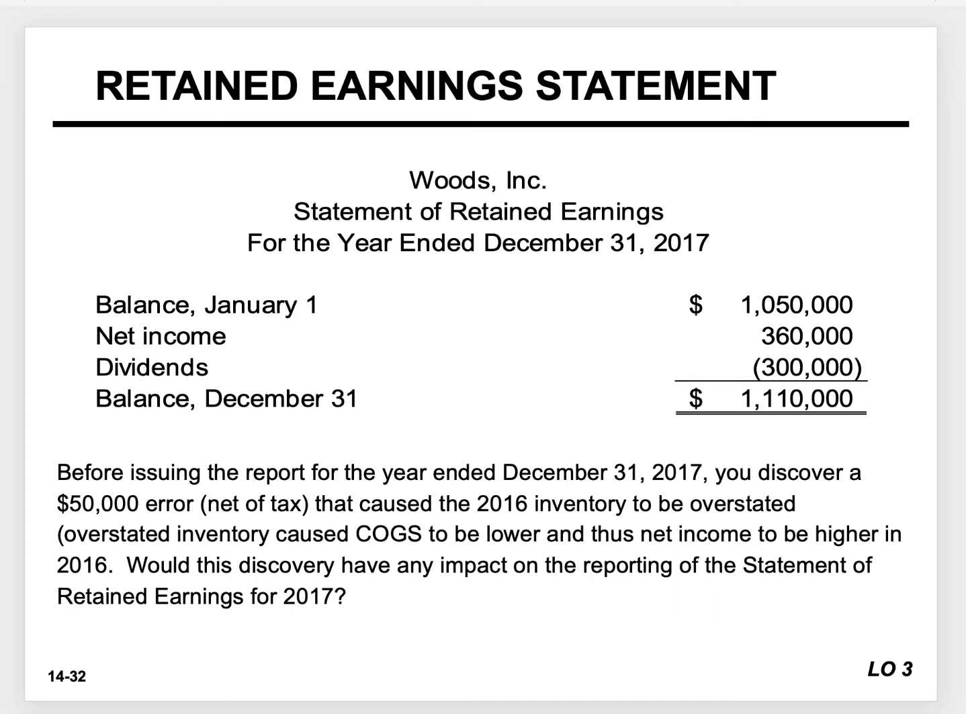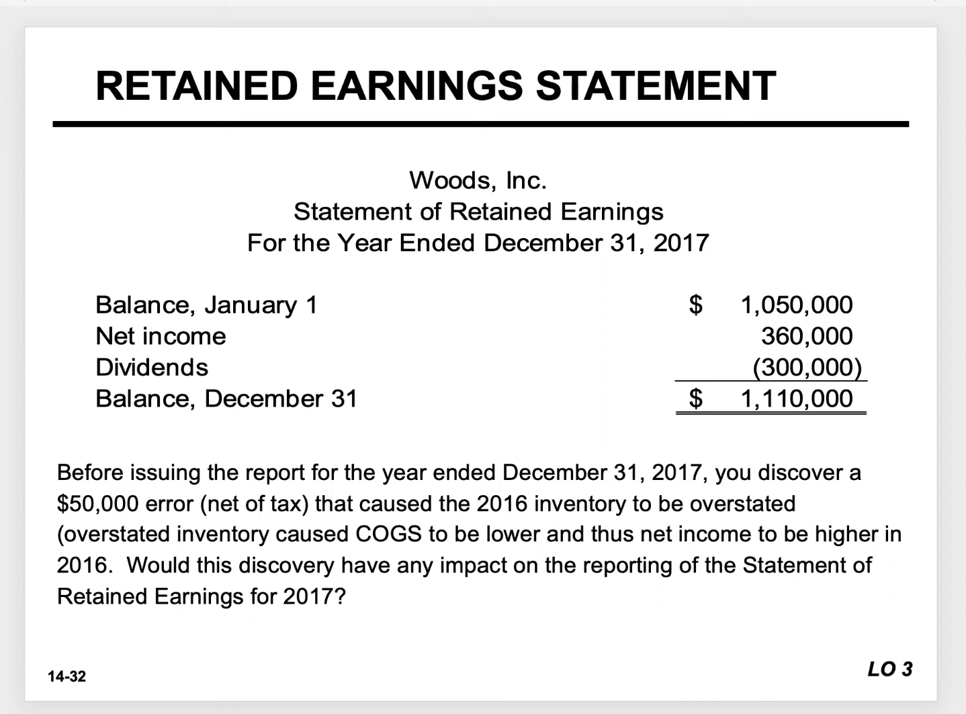So let's look here at a quick example. We have Wood Incorporated. They give us the statement of retained earnings. Okay? So let's quickly review what is on the statement of retained earnings. Well, that statement of retained earnings is trying to get us to prove what our ending balance is of retained earnings, right? Remember, things like net income increase retained earnings. Things like net losses and dividends decrease retained earnings, okay?